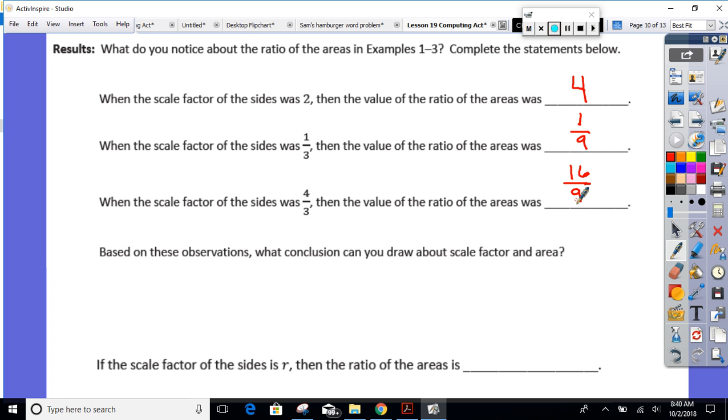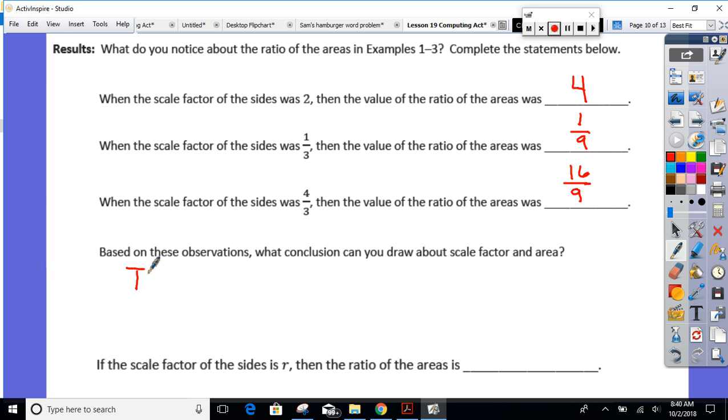So it's like multiplying it by itself. Multiplying it by itself. Good, good. So if we multiply 2 by itself, 2 times 2 is 4. If we multiply 1/3 by itself, 1/3 times 1/3 is 1/9. If we multiply 4/3 times 4/3, we get 16/9. That's called squaring. When we multiply something by itself, we square it.